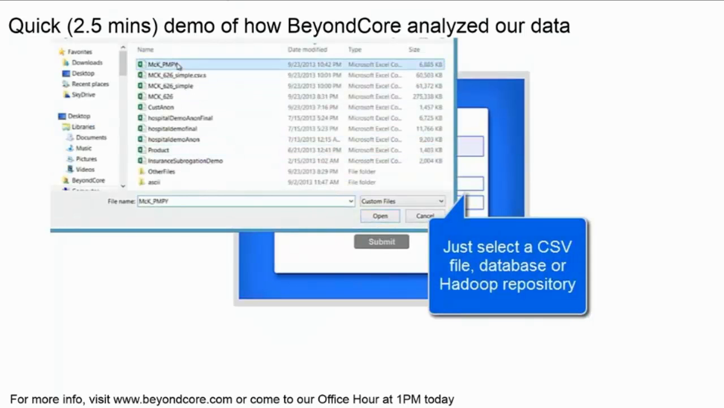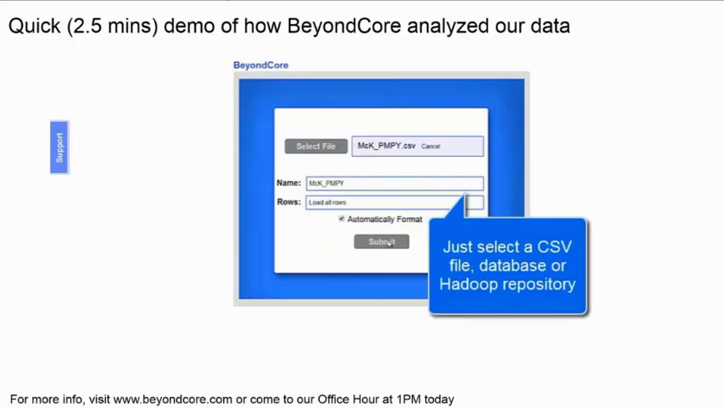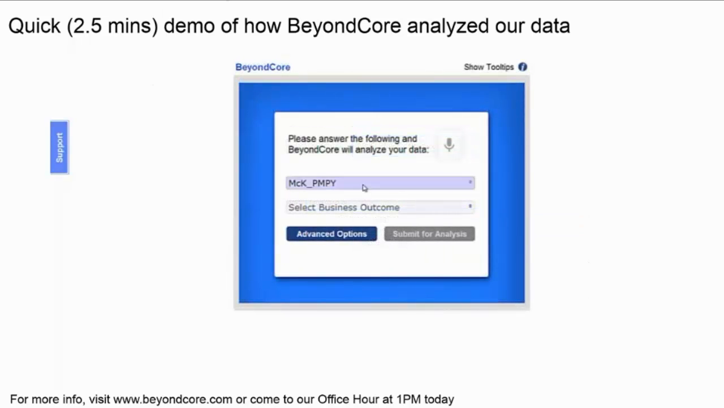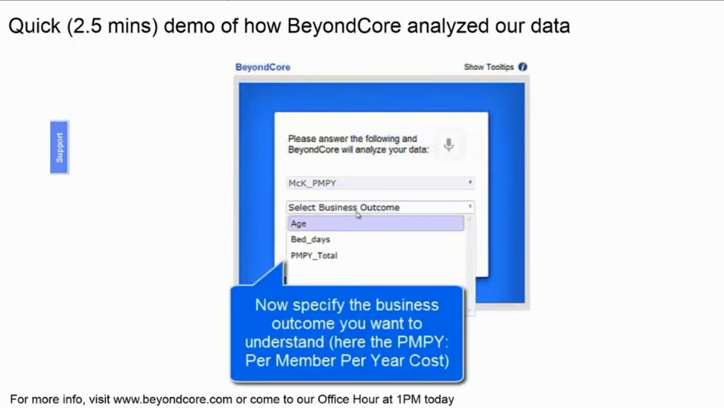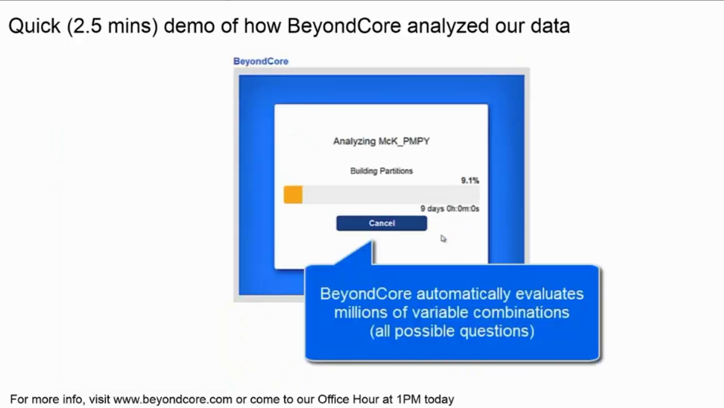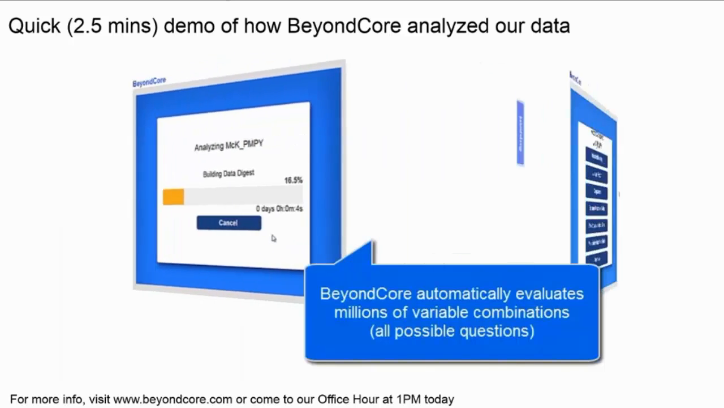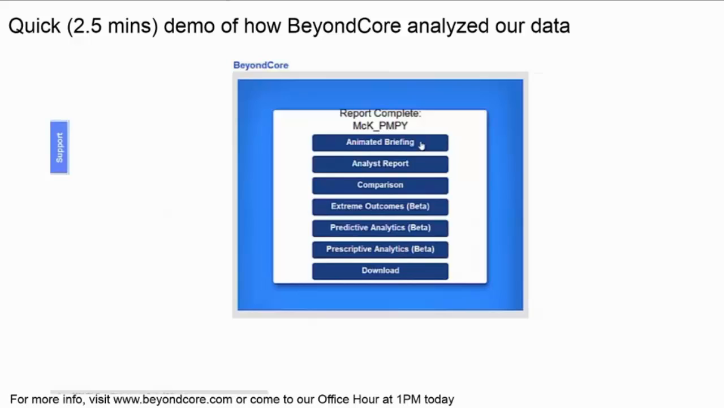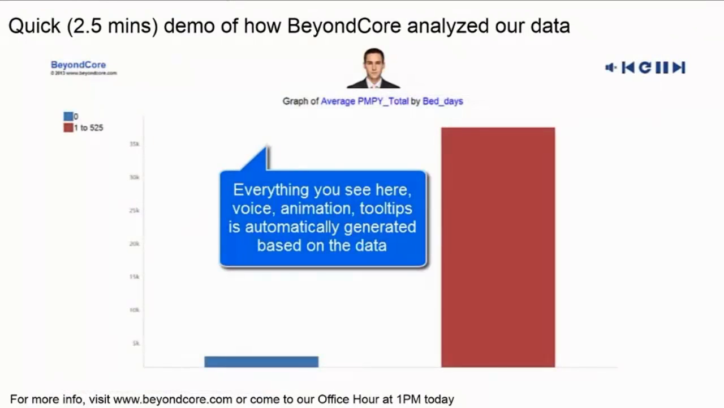We loaded up a CSV file. In this case, the data set, even 30 million, actually was exportable in CSV. And we had the software introspect the data, figuring out what variables matter. PMPY total was one of the variables we picked. And the software automatically goes in through variable combinations. This is the importance of hypothesis-free analysis, because you can ask every question.